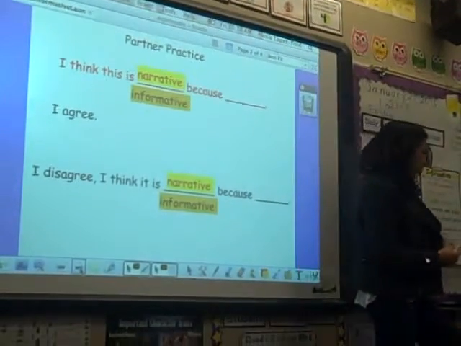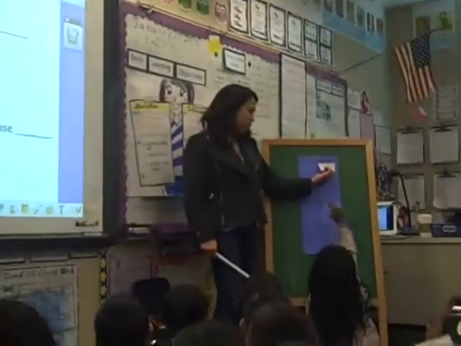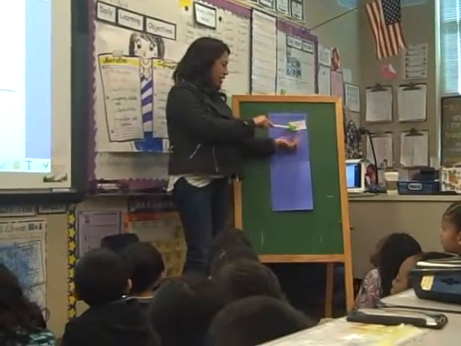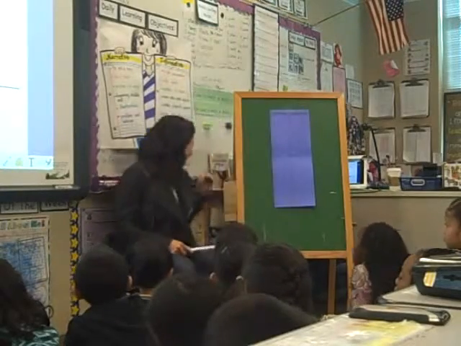So then, what side would I put it on? This side or this side? Informative. Informative, okay? Pretend I taped it there. You guys will have glue. I don't have glue. Okay?